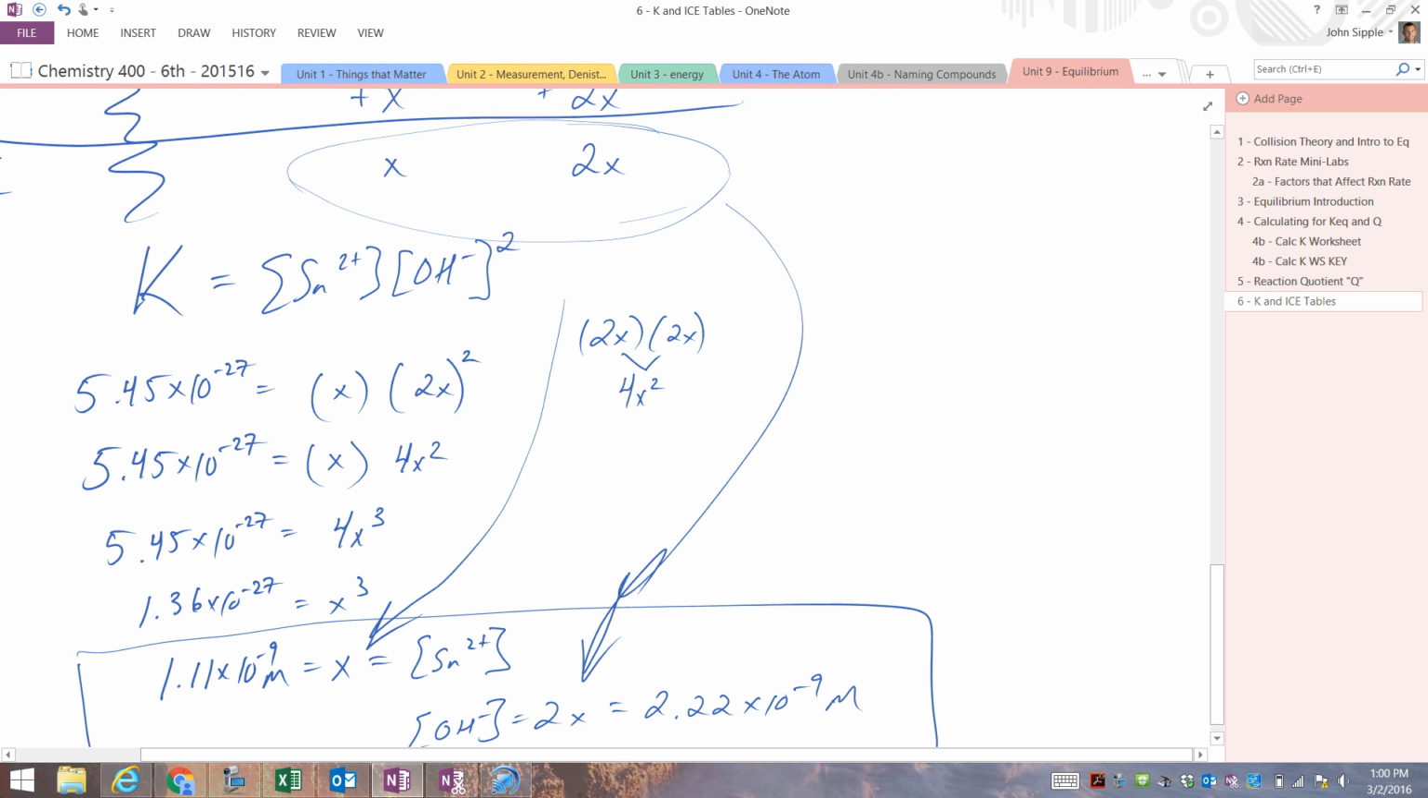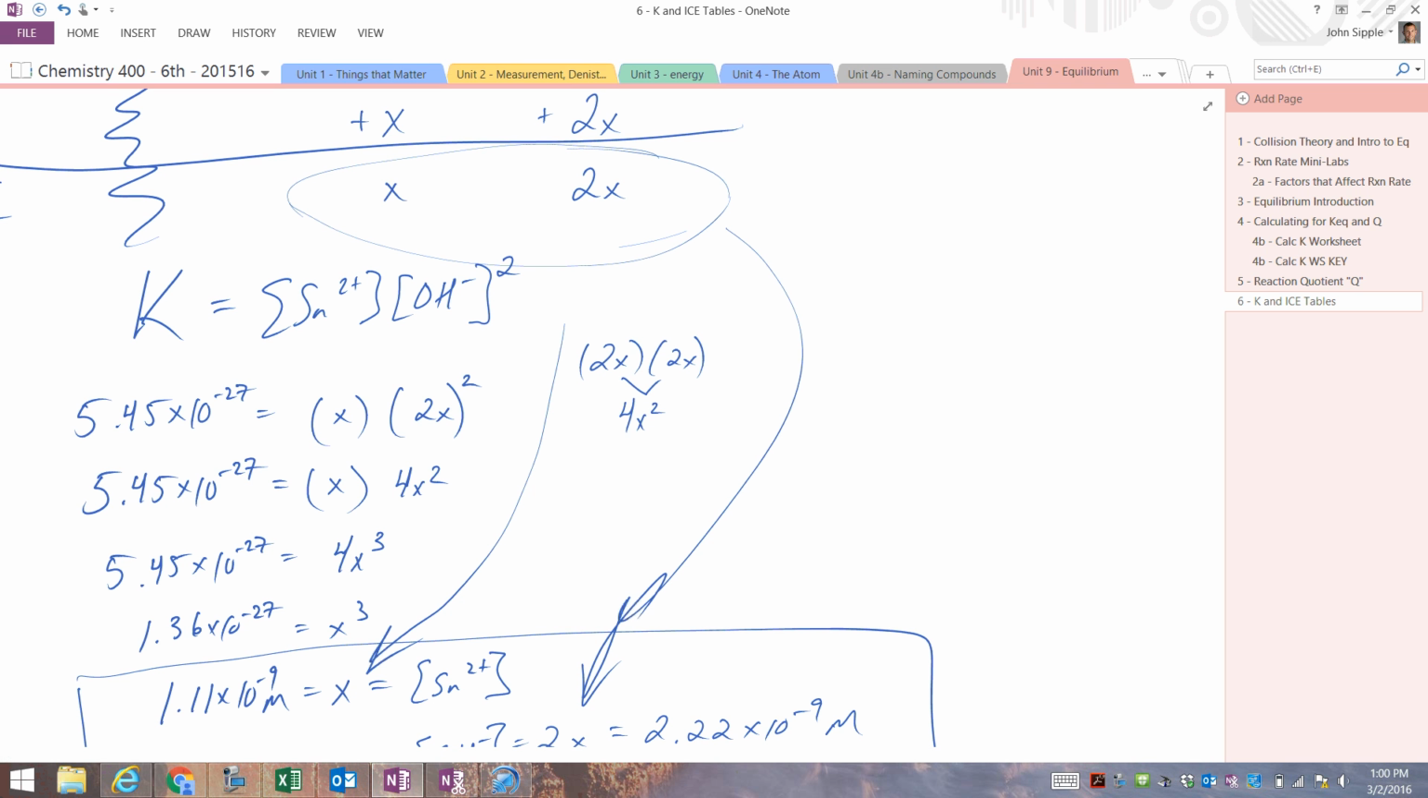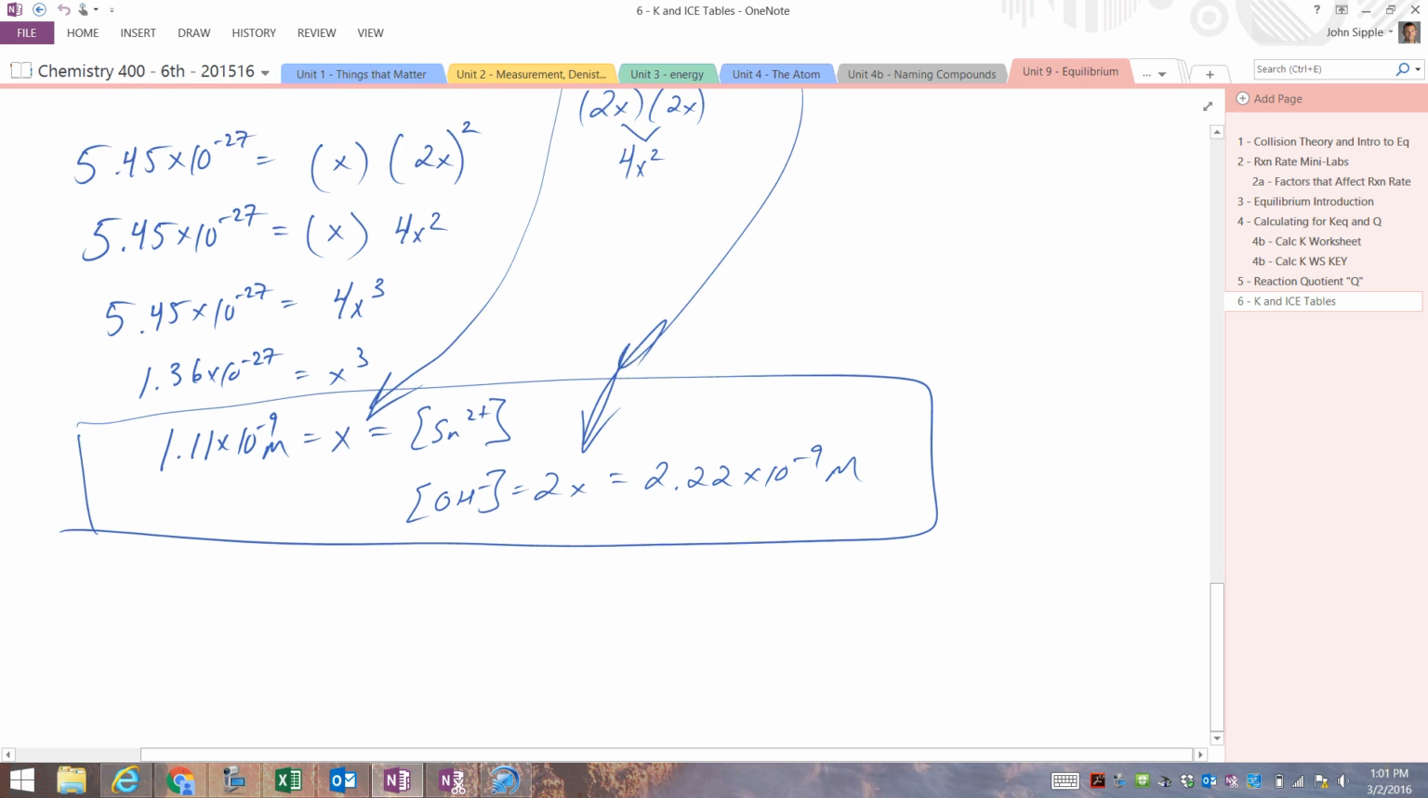Looking back at our ICE table, we saw that x is going to be the equilibrium concentration for tin, and 2 times x will be the concentration for hydroxide. So that's just what I did down here. We found the x value, and we know that x is equal to 10. That one's good, so we're done with that. But hydroxide was 2 times x, so I took x and multiplied it by 2 to get that.